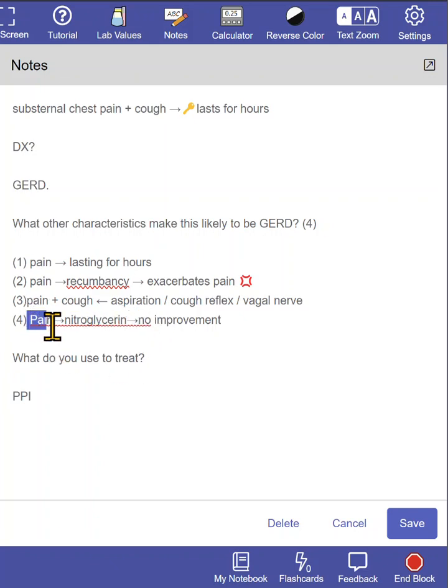So pain, nitroglycerin, and it's not improving on nitroglycerin. That's one of the key diagnostic criteria for workups for clinical suspicion for an MI. So what do you use to treat? You use a PPI.